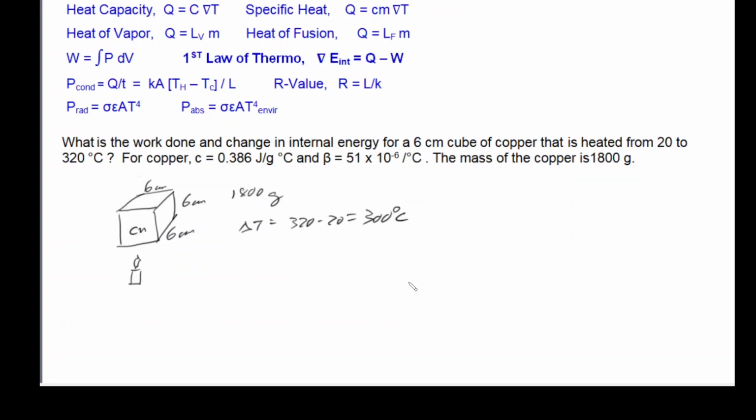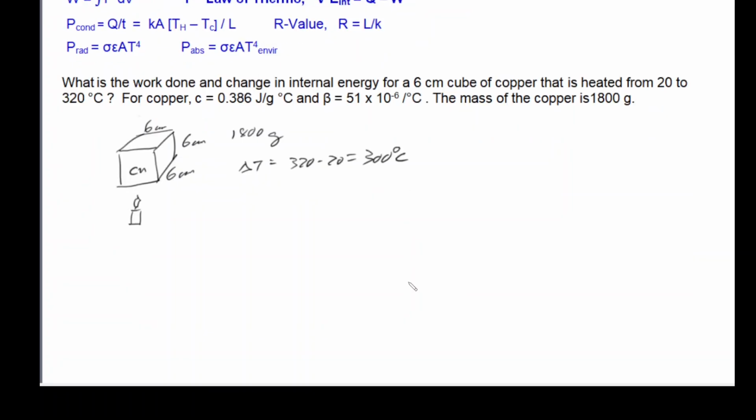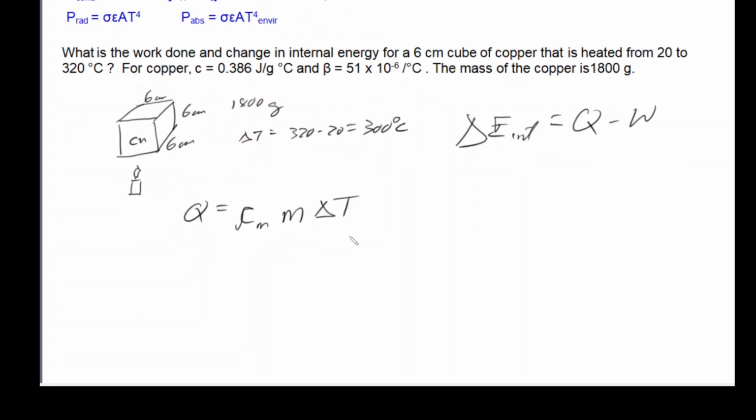So we want to find the change in internal energy, which we know is equal to Q, the heat, minus the work. So we have to find those values. We know that Q is equal to the specific heat of the metal times the mass of the metal times the change in temperature. So we can put those values in.